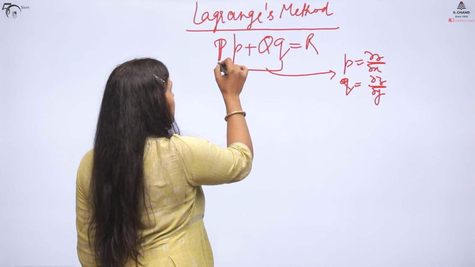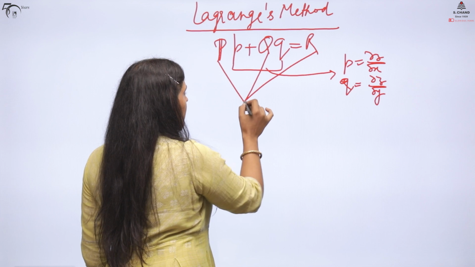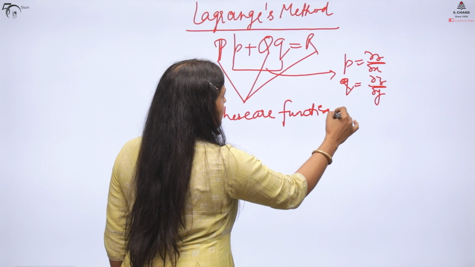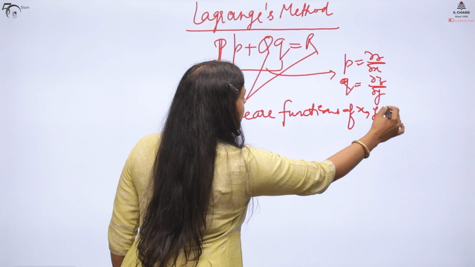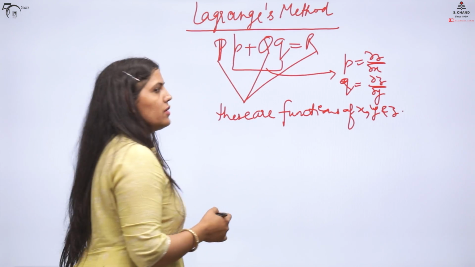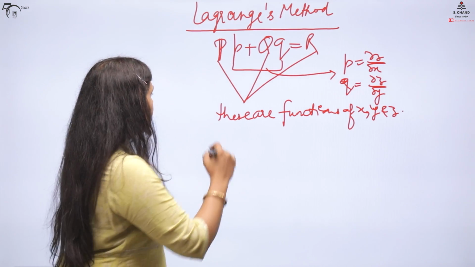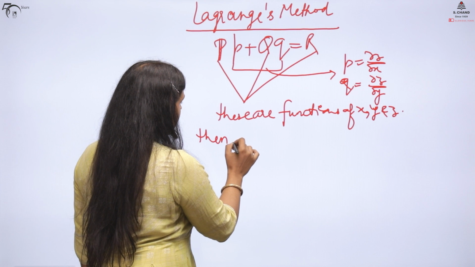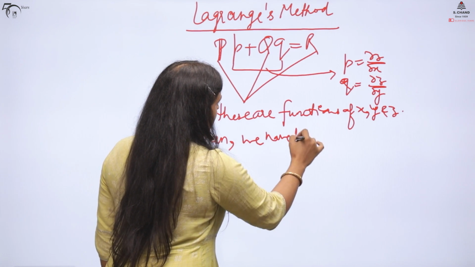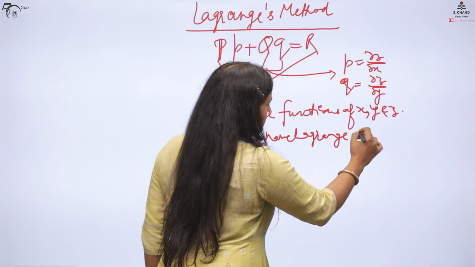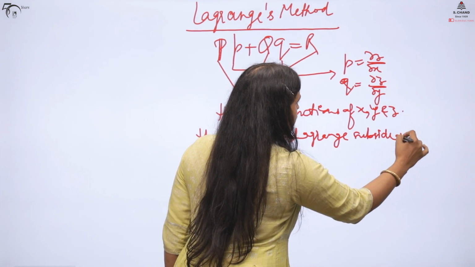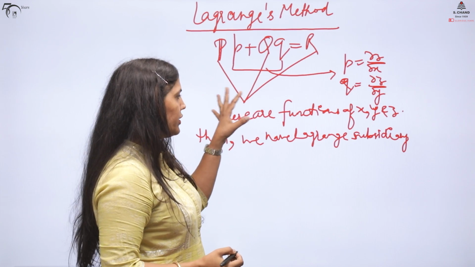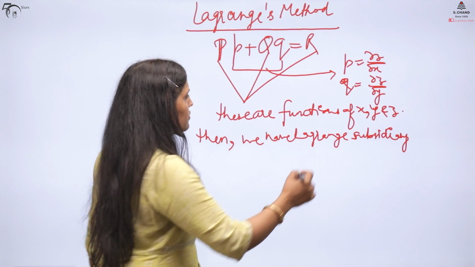What are these capital P, Q and R? These are functions of x, y and z. So if you have this type of equation, you can apply the Lagrange method. This is the equation. After that, we have the Lagrange subsidiary equations, that is, the equations which will help us come to the solution of the given partial differential equation.